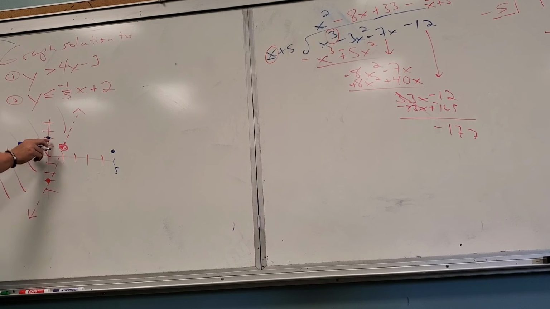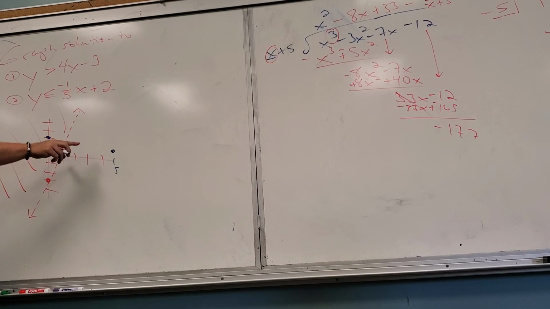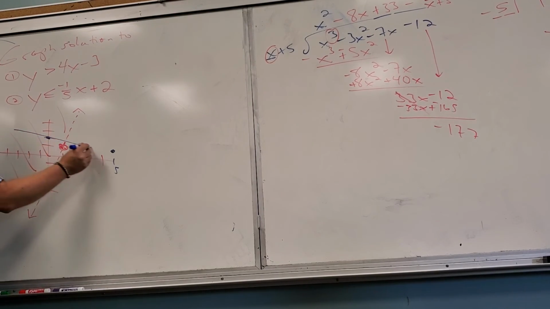And then this is going to be a dot? Straight line. No dots. It is straight. Solid line.